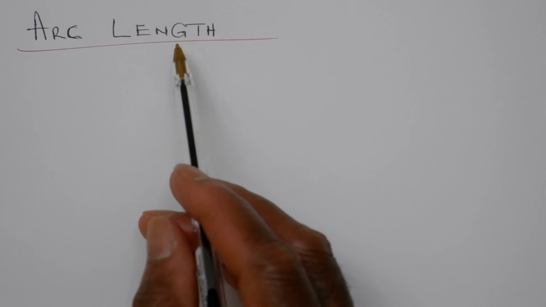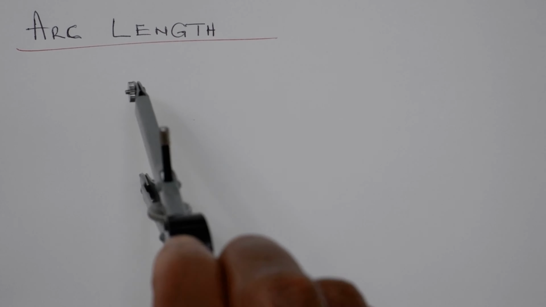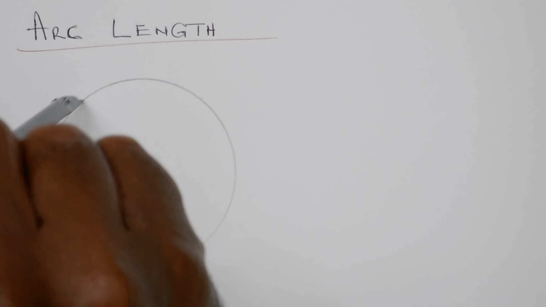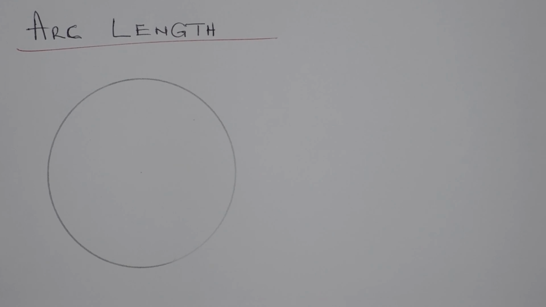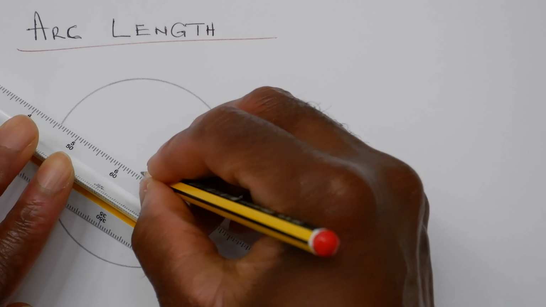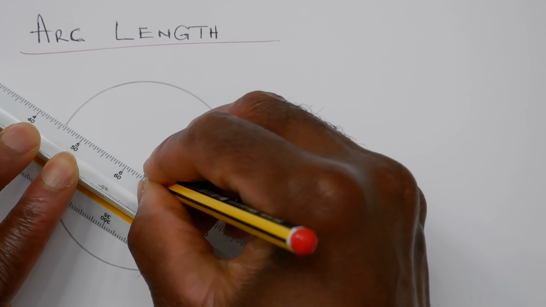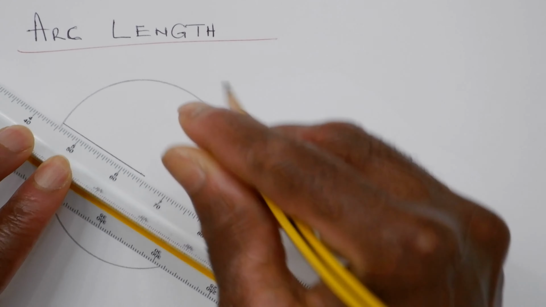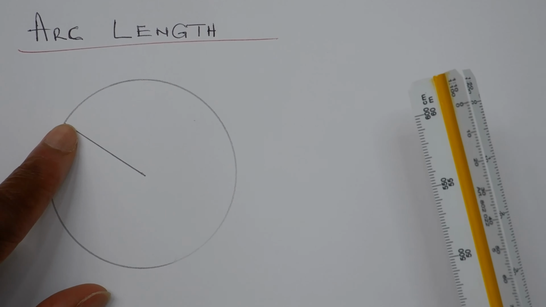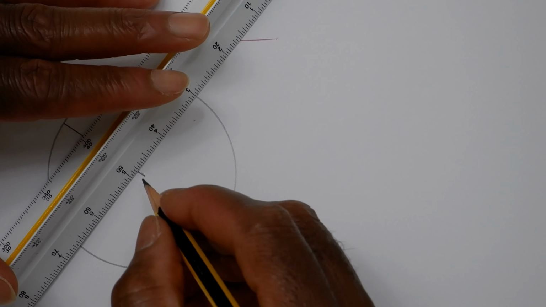Arc length. The way to describe an arc length is to draw a circle. So I'm going to draw a circle. With a circle drawn, I'm going to draw a radius from the center of the circle to any part of the circumference. So that's a radius. That line is a radius from the center of the circle to the circumference. I'm going to draw another radius.